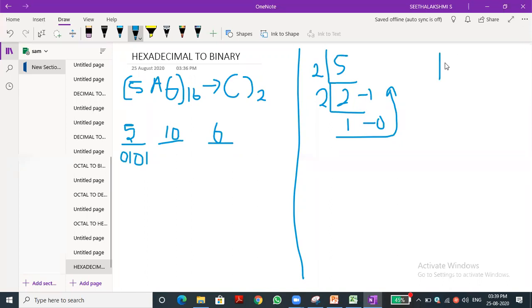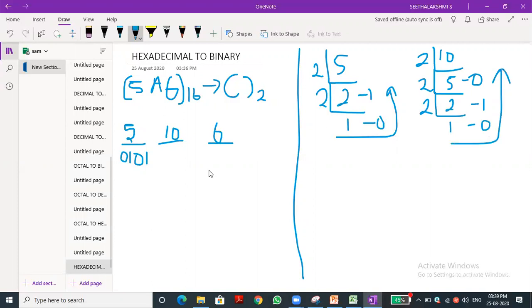So let me take the 10. Then we need to divide by 2. So how many 2s are there in 10? 5 2s are 10. Remainder 0. Then again we divide by 2. How many 2s? 2 2s are 4. Remainder 2. 2 2s are 2. So how many 2s are there here? 1. 1 2 is 2. Remainder 0. So let me tell the value. What is the value for 10? 0 1 0.